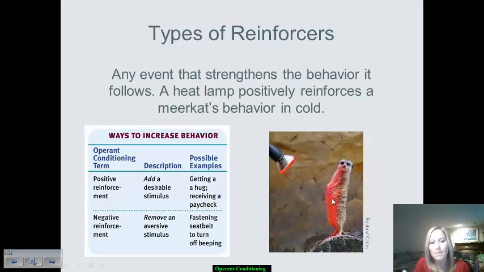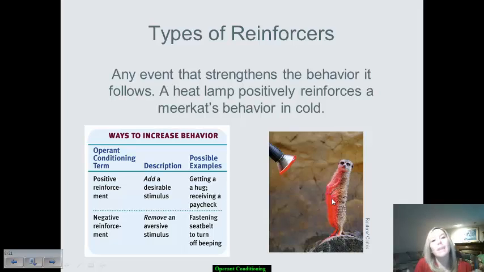So an example of this is fastening your seatbelt to turn off the really annoying beeping that happens in your car, okay? If you know that beeping is going to happen, that aversive stimulus is there, but if you plug in your seatbelt, you're good to go and it won't be there anymore, you're going to keep doing it over and over again. There's a reason why they put that annoying thing in there, to encourage you to buckle your seatbelt. There are some pretty common types of examples out there for you guys as well.